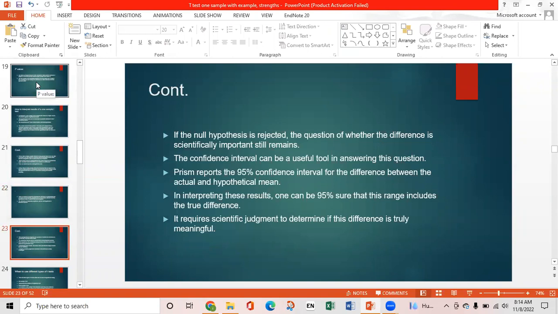If the null hypothesis is rejected, the question of whether the difference is scientifically important still remains. The confidence interval can be a useful tool in answering the question. A 95% confidence interval for the difference between the actual and hypothetical mean is reported. In interpreting these results, one can be 95% sure that this range includes the true difference. It requires scientific judgment to determine if this difference is truly meaningful.